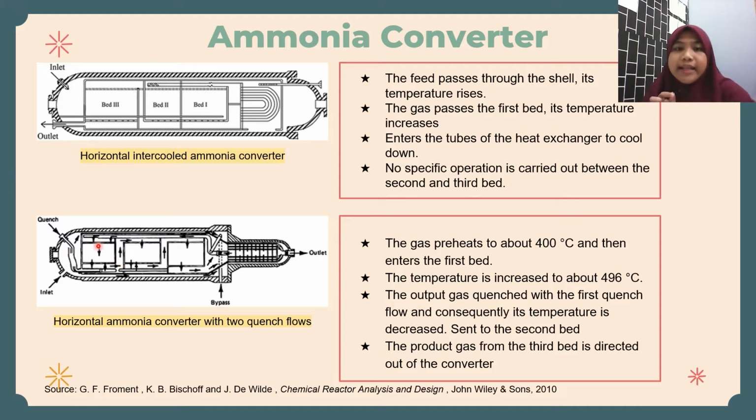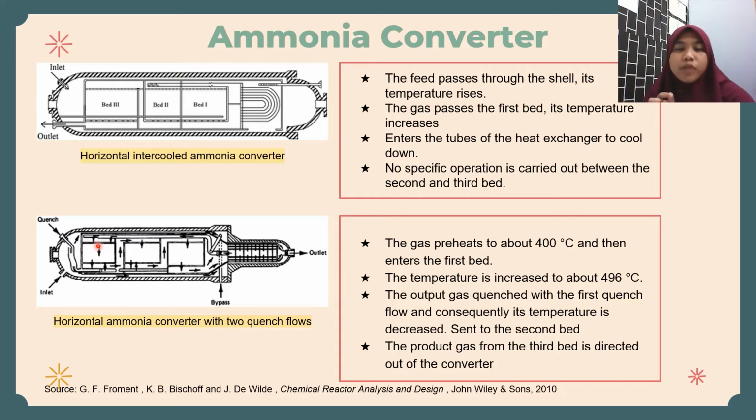In the second case, the horizontal ammonia converter with two quench flows is illustrated in figure 2. The reactor inlet gas is divided into three parts: mainstream, first quench flow, and second quench flow. The mainstream passes through an empty space between the beds and the reactor wall and goes to the internal heat exchanger where it is heated with the output product stream. In the heat exchanger, the gas preheats to about 400 degrees Celsius and then enters the first bed.